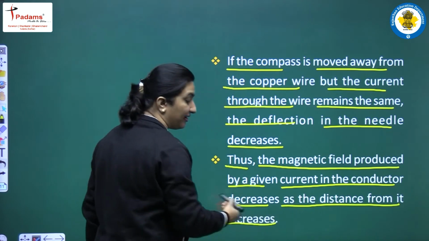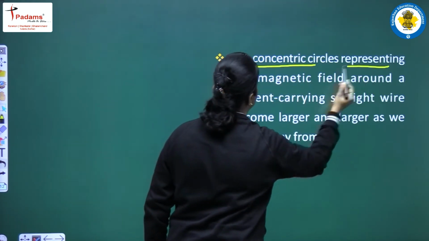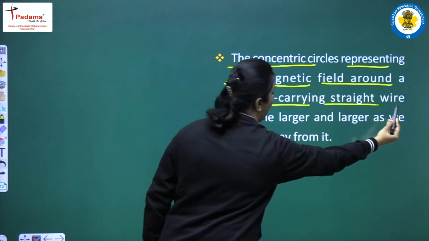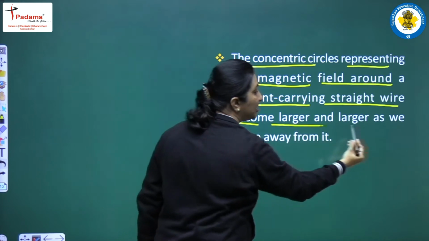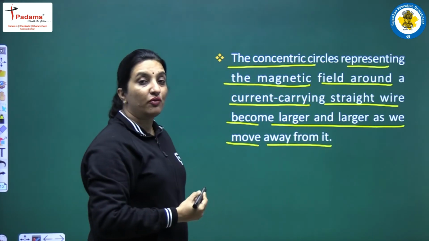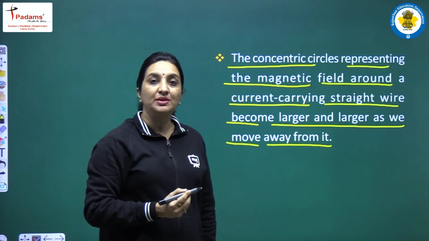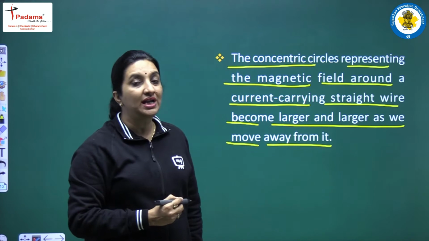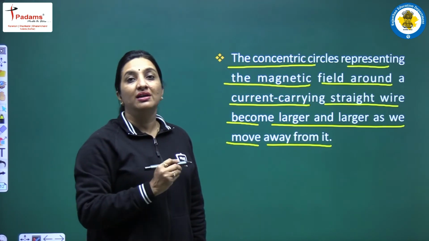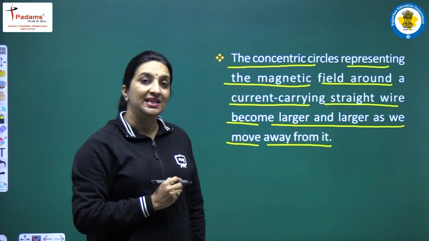from it increases. So students, the concentric circles representing the magnetic field around a current carrying straight wire become larger and larger as we move away from it. So what we observed, students, is that a straight wire carrying current produces a magnetic field around it in the form of concentric circles, with the wire placed at its center.